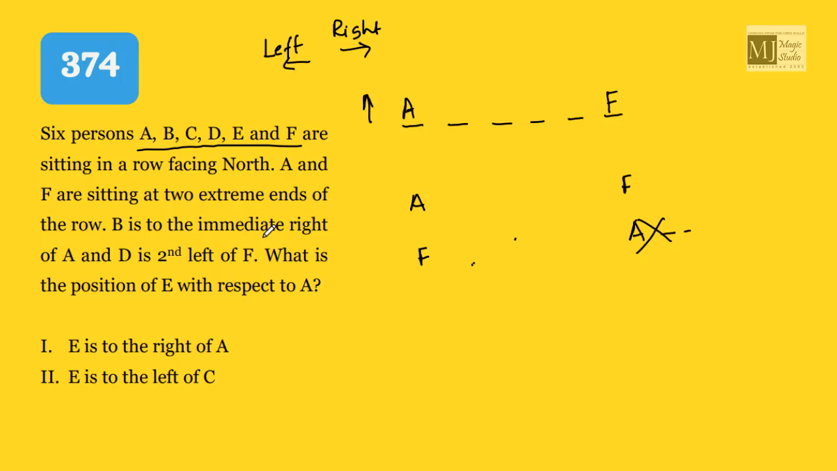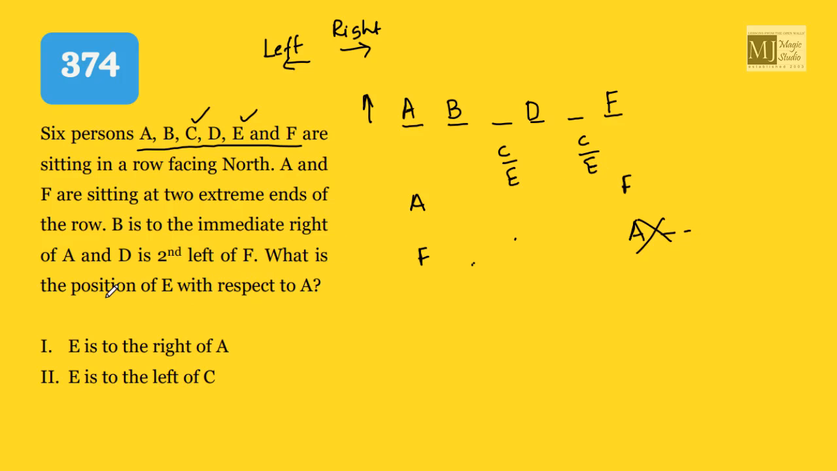Now B is to the immediate right of A. B is sitting at this position. D is second left of F. F first left, second left. D is to the second left of F. Now we are left with C and E. Now where are C and E? We don't know. Here we can have C and E, or here we can have C and E.